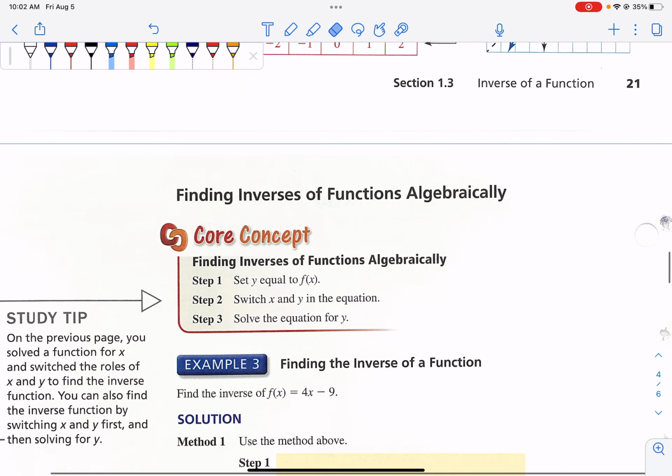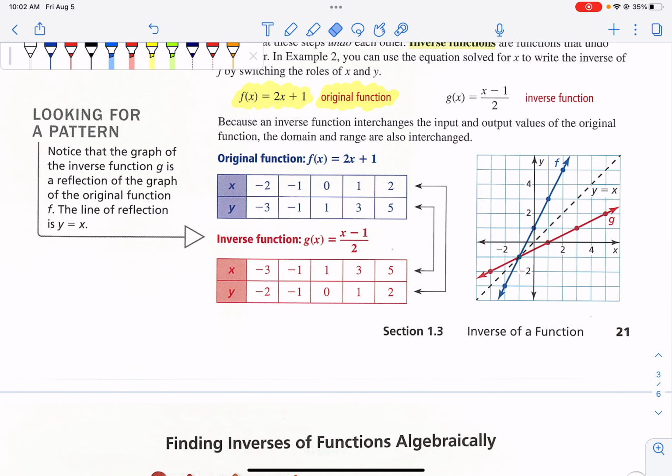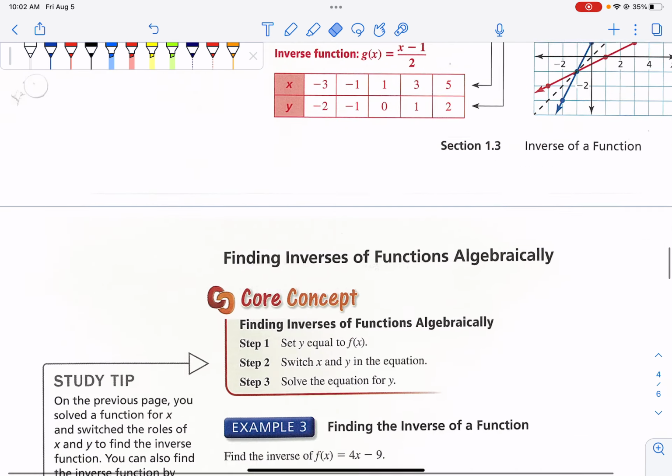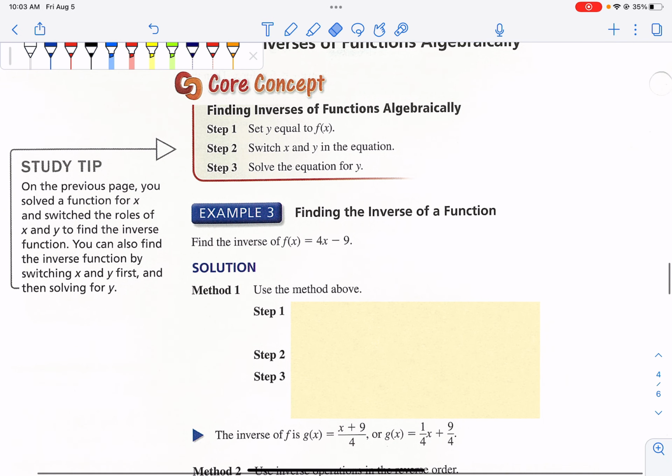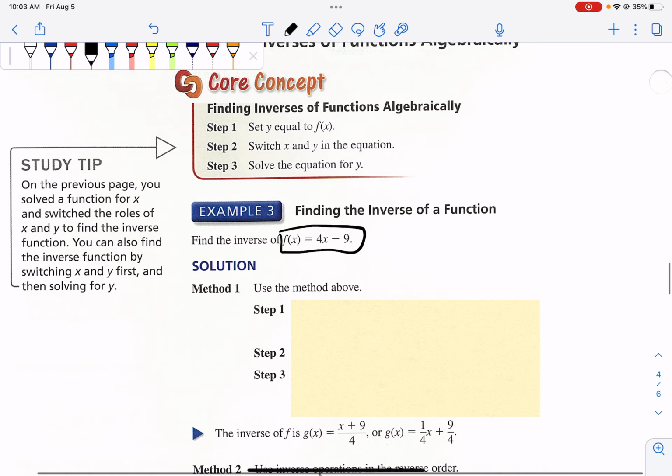So here's how you come up with an inverse function. I'm not going to spend too much time on this other stuff in here because that's something you can read through on your own. But here's how I come up with an inverse function, okay? So if my original function is f of x equals 4x minus 9, and it wants me to find the inverse of that, the steps I'm going to go through: I'm going to write y equals 4x minus 9, okay? Now I'm going to switch my x and my y. So this is going to become x equals 4y minus 9.